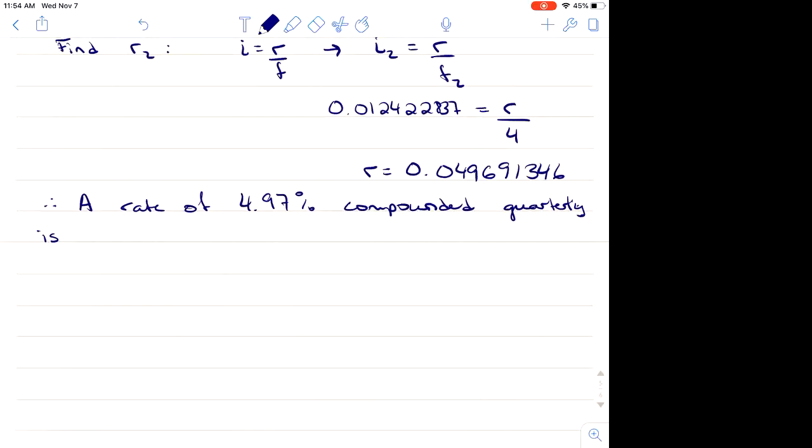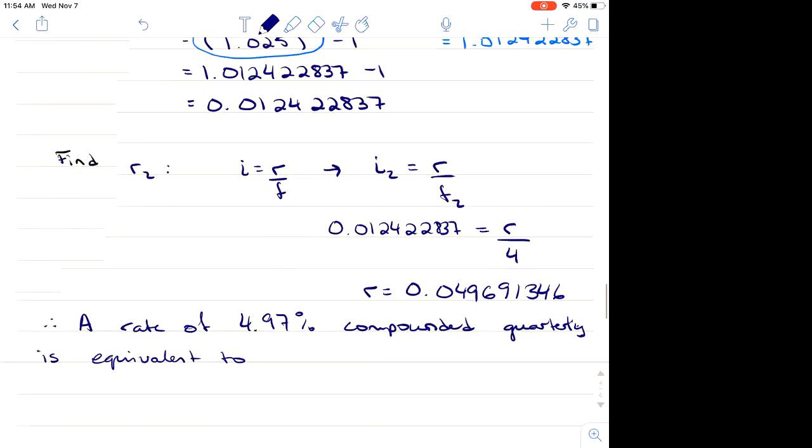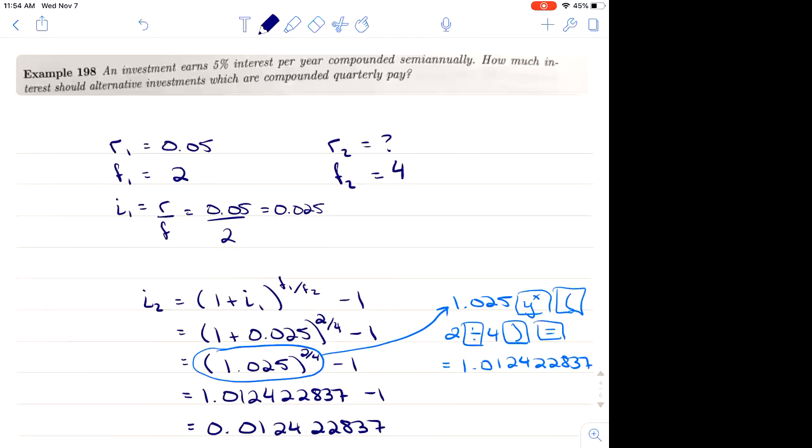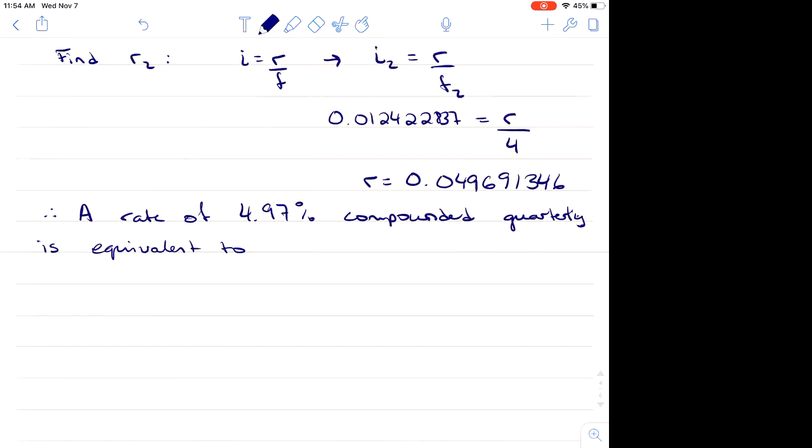is equivalent to, what do we say? 5% compounded semi-annually. It's equivalent to 5% compounded semi-annually. Sometimes I hyphenate, sometimes it's one word. Pretty sure the jury's out. Semi-annually. Twice a year.